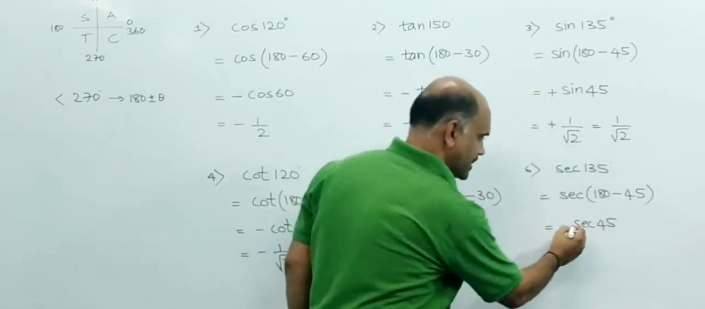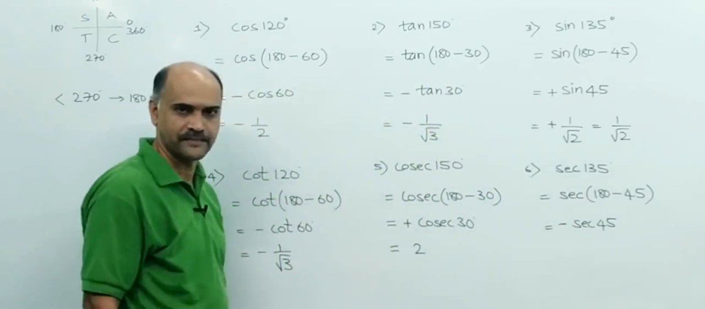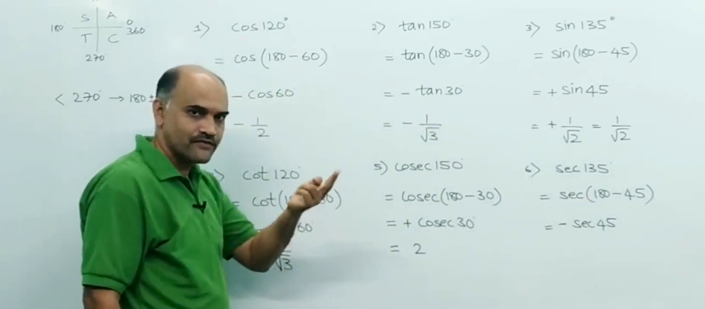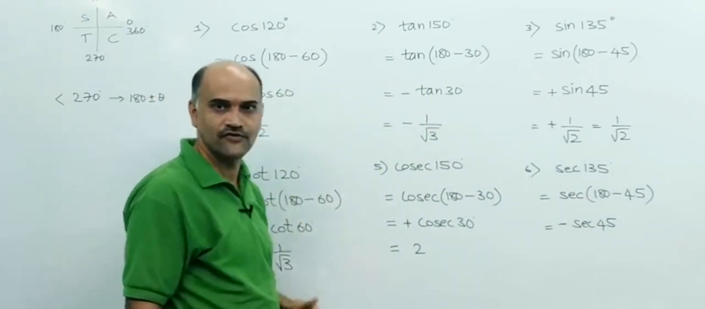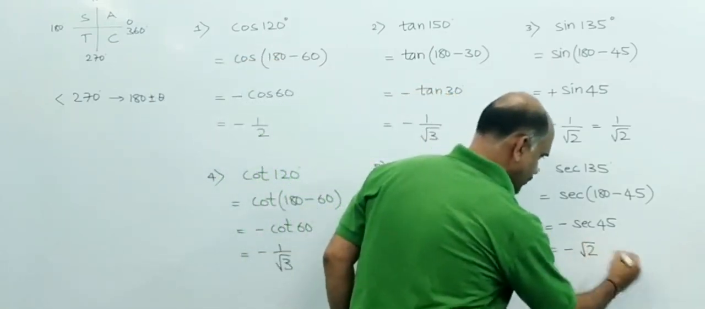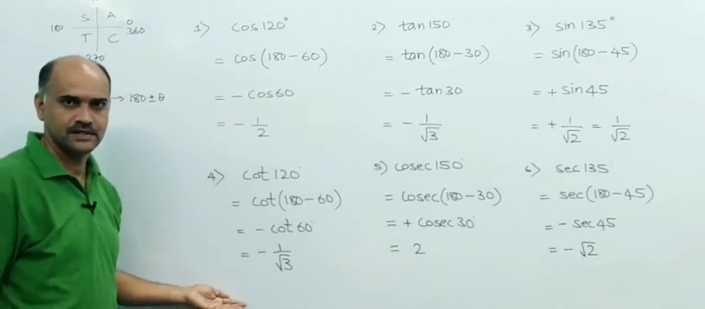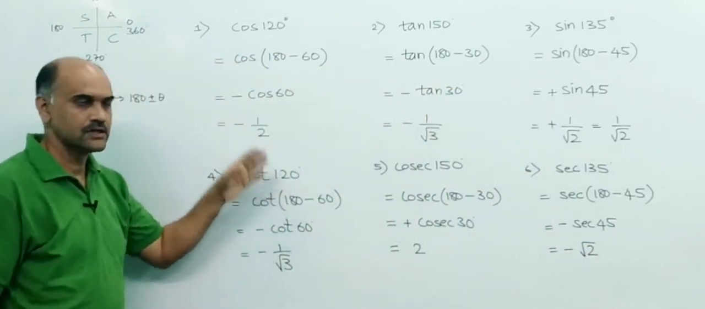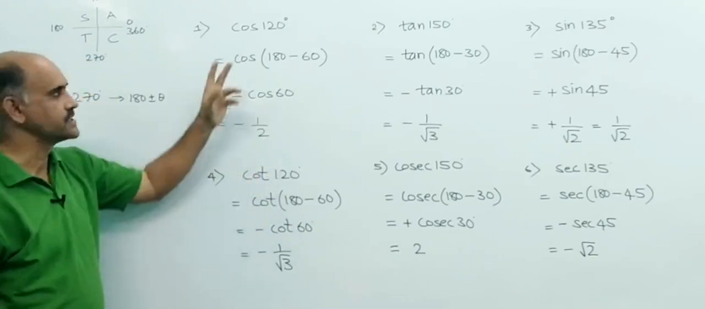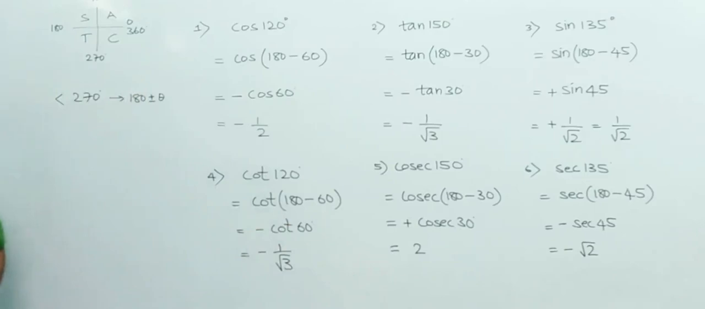In second quadrant secant is negative. You will have minus secant 45. So cos 45 is 1 by root 2. Secant 45 is root 2. So you will have answer minus root 2. Clear, students? So you can pause, note down the values, else you can take just problems and try on your own.